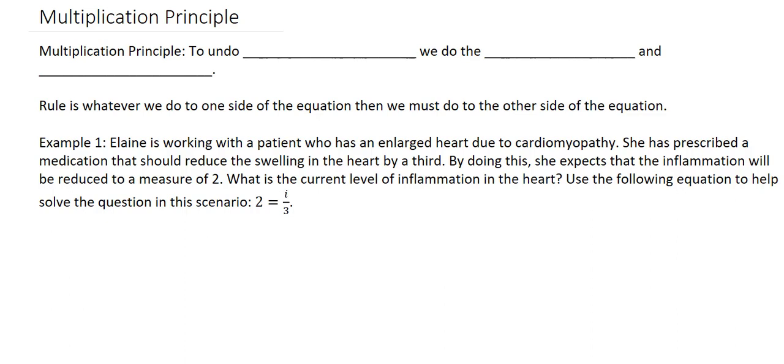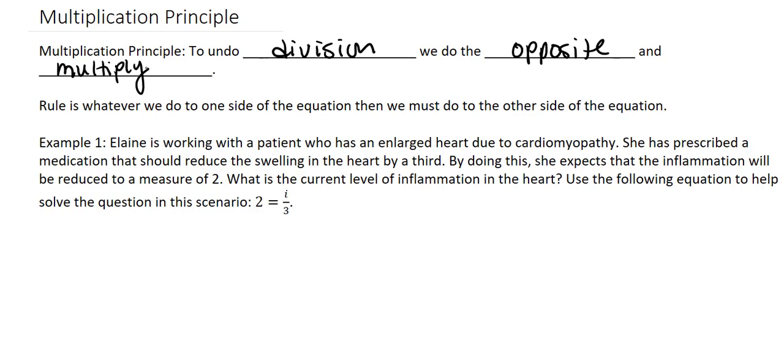Multiplication principle. So to undo division, we do the opposite and we multiply. So the rule is whatever we do to one side of the equation, we must do to the other side of the equation. So example 1, Elaine is working with a patient who has an enlarged heart due to cardiomyopathy.